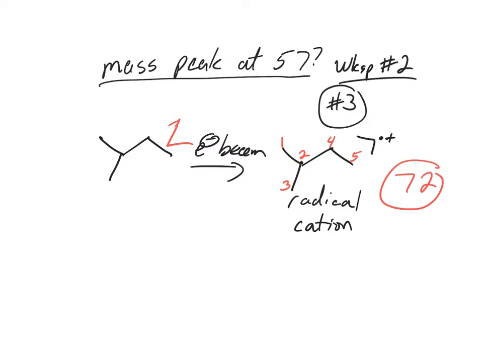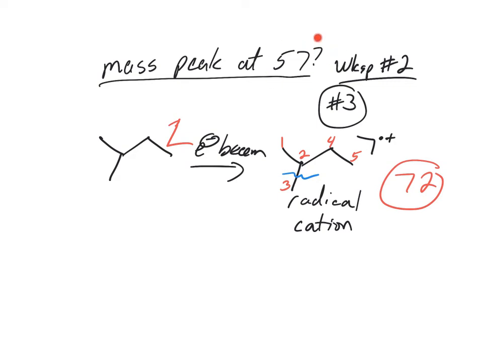So let's say I'm going to break it off there. Now you don't need to show any arrows here, but you need to show two things. Just like before, we have a radical cation, so we need to make a cation and a radical. Which one of these should have the plus charge, carbon 2 or carbon 3?